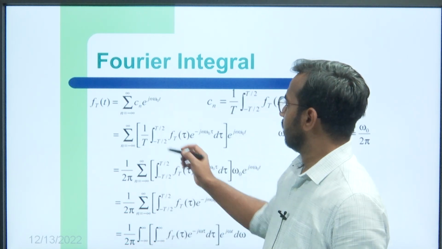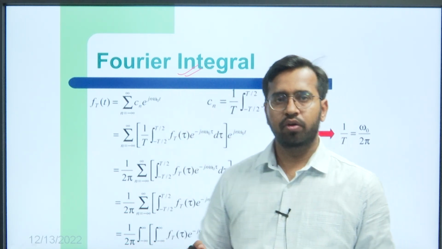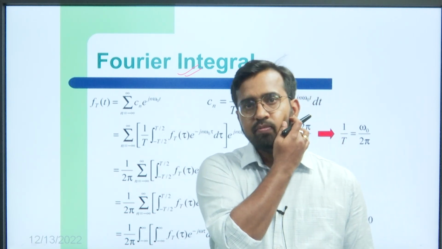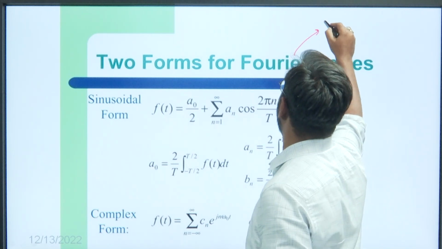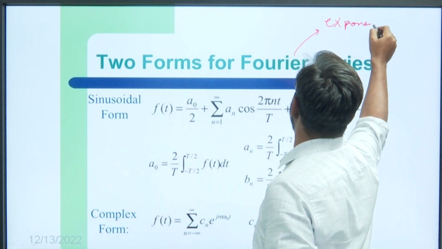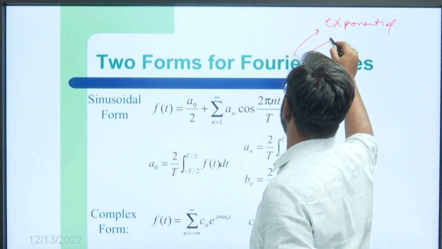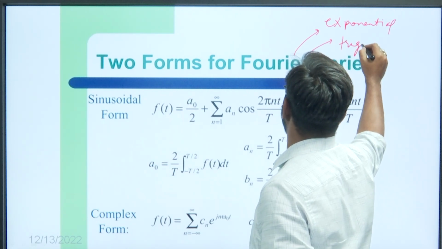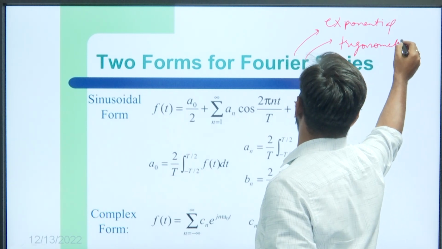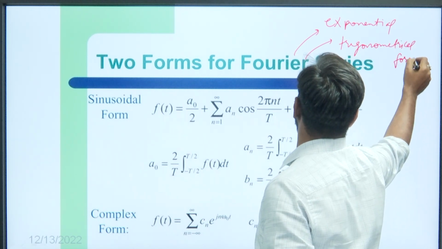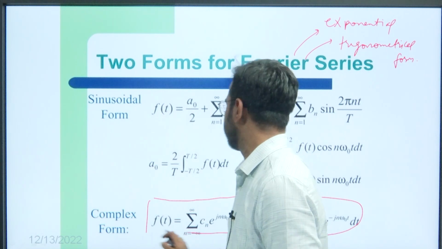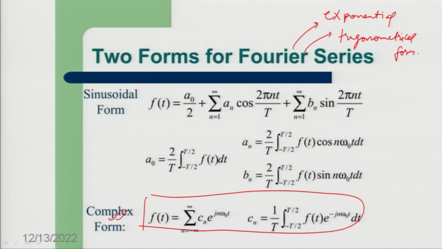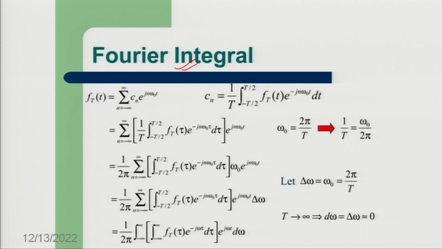See, so basically, when we are going for Fourier transform, there were two forms of Fourier series: one was the exponential form and another was the trigonometrical form. So this is the complex form, or you can say the exponential form. We are modifying this complex form so that we can get the Fourier transform.